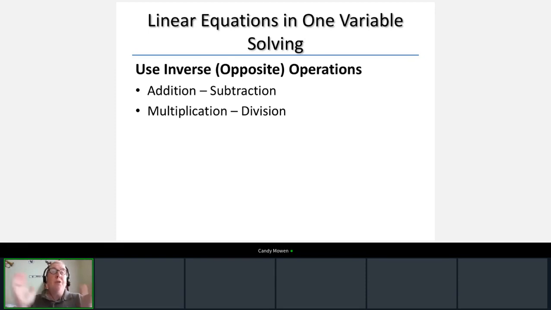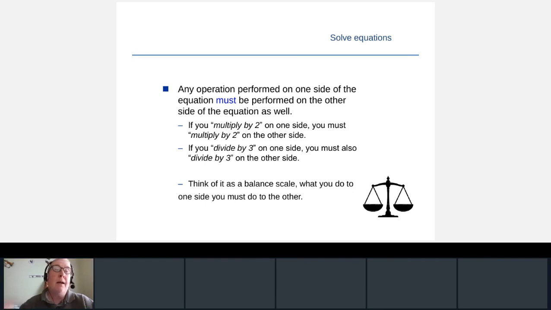Now, using inverse opposite operations, we have our four arithmetic operations: addition, subtraction, multiplication, and division, and we decide which is an inverse. The inverse of addition is subtraction. The inverse of subtraction is addition. The inverse of multiplication is division. The inverse of division is multiplication. So keep that in mind when you're dealing with algebra.